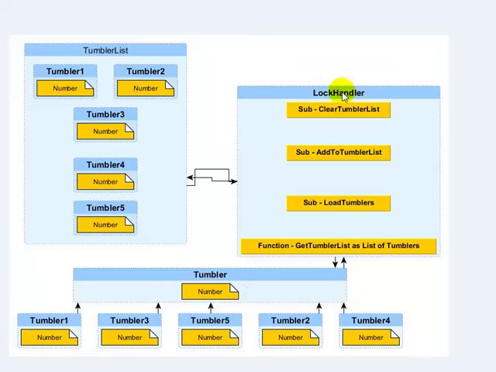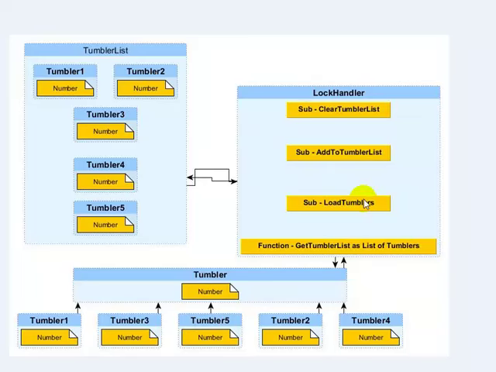Now we're going to create a lock handler, and our lock handler is going to just take care of all the input and output going to this tumbler object. It's also going to deal with this tumbler list. It's going to make a list of these objects so that we have them all in a collection somewhere where we can deal with them. So the first subroutine that we have under lock handler is to clear the tumbler list. So we can clear this whole list out. The second one is to add a tumbler to the list. So if we want to add any of these tumblers to the list, we can use that.